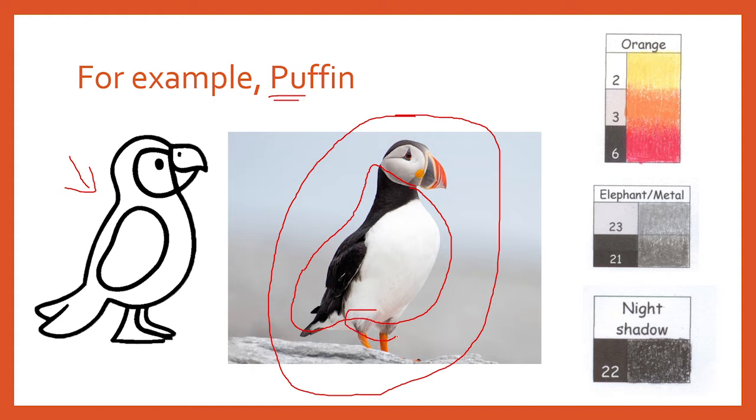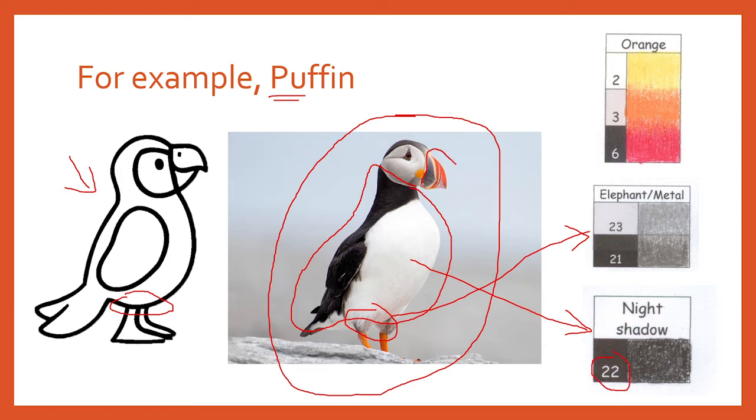Some parts like this you can find. I use elephant or metal. I can do it for under here, if I want to color it, for the body part, I can use the night shadow, which is a total black color, using color pencil number 22.